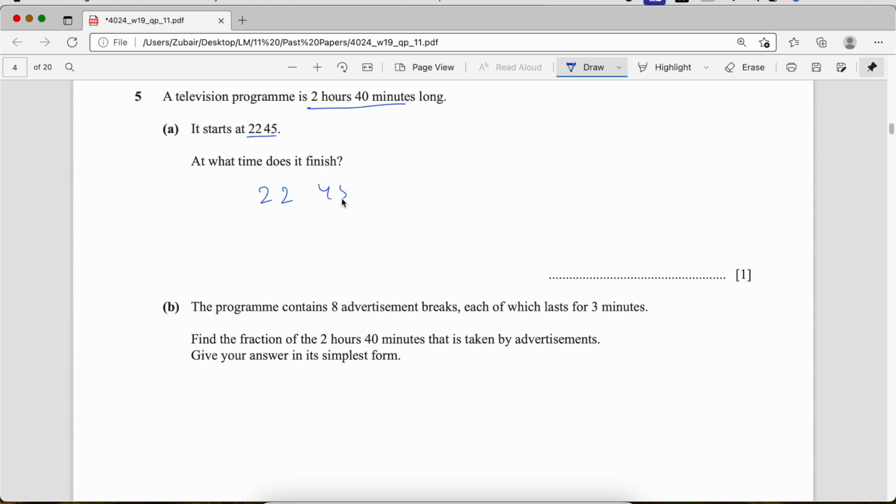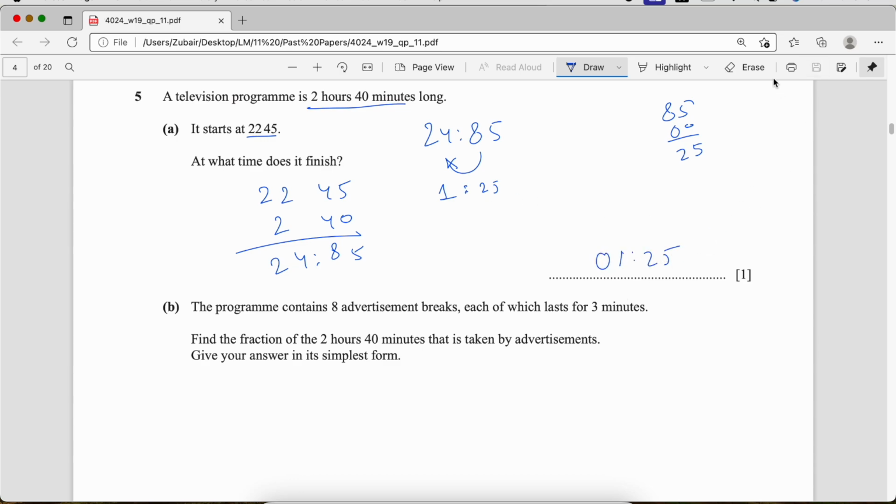So it's already 22:45, and after 2 hours and 40 minutes, 5 and 4 is 9... 45 and 40 is 85 minutes; 22 plus 2 is 24. Now I'm going to take out 60 minutes out of this 85, and when the 60 goes to the other side, that's 1 hour, actually into the next day. So that is 1, and when we take out 60 from 85, I'm left with 25. So that's 1:25 the other day, or 1:25 a.m.